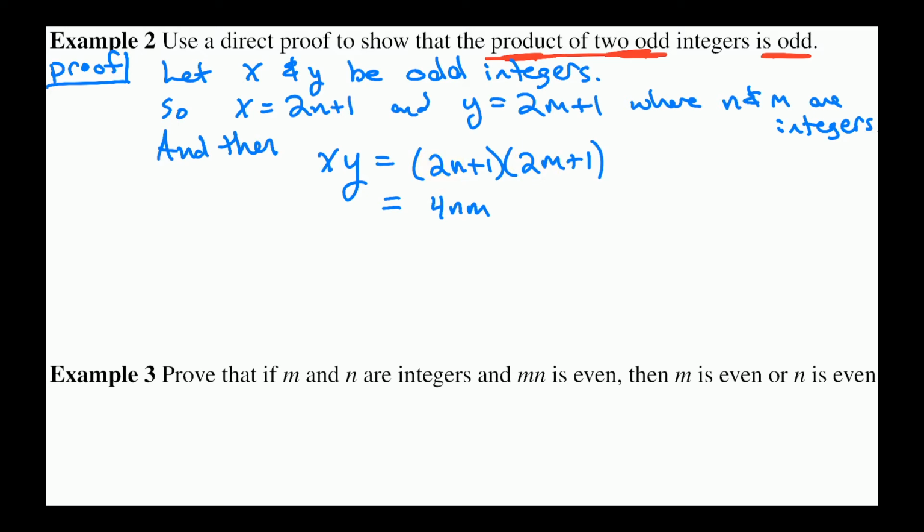I'm not going to write it all out. That's taking me too long to highlight and stuff. All right. So 4nm plus 2n plus 2m plus 1. Okay. That's what I get when I multiply all that out. So FOIL it out yourself. This is what you get. Now, what you're supposed to notice is that there's a 4, a 2, and a 2. 4, 2, and 2, those are all divisible by 2. So factor out a 2, right?